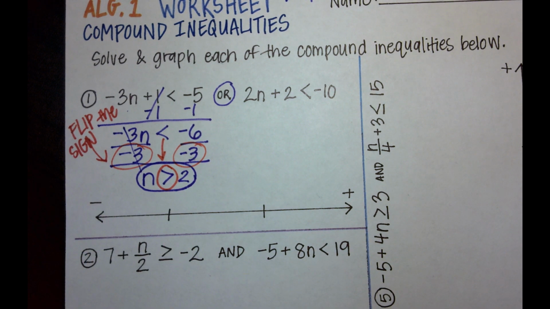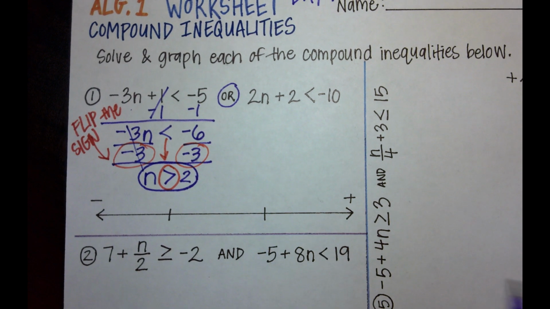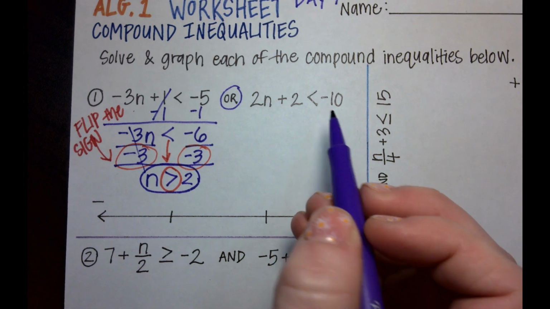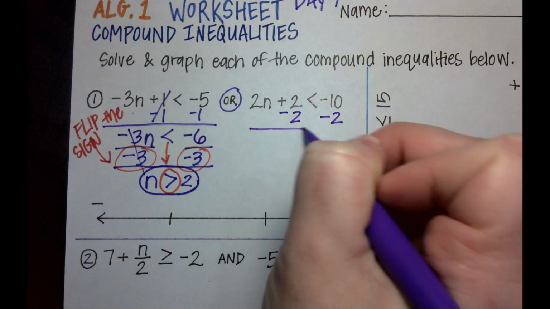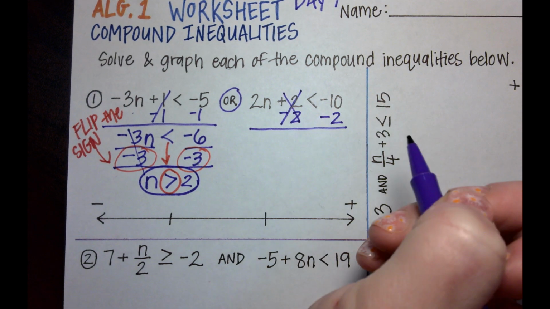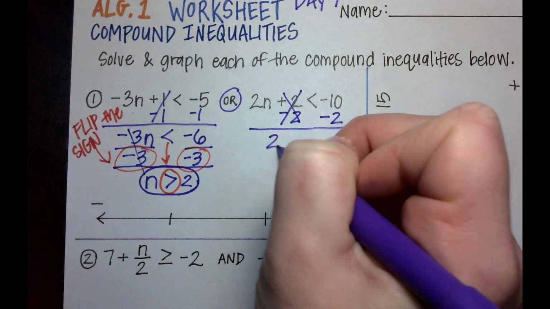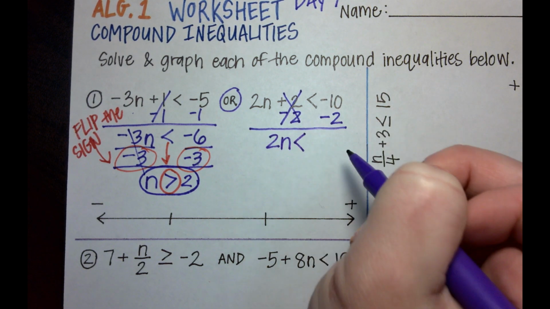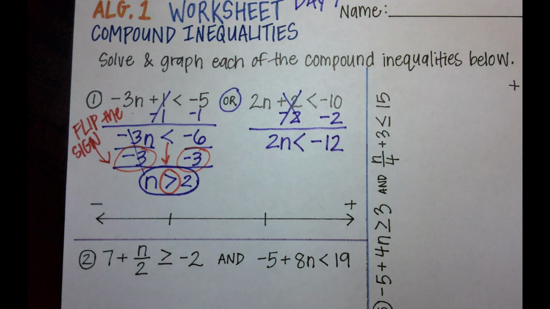Okay, so let's go ahead and solve the other half of our compound inequality. What would I do first here? Good, let's subtract 2 on both sides. Okay, my 2's will cancel out. And what do I do next? Bring the 2n down. Good. It's less than negative 12.